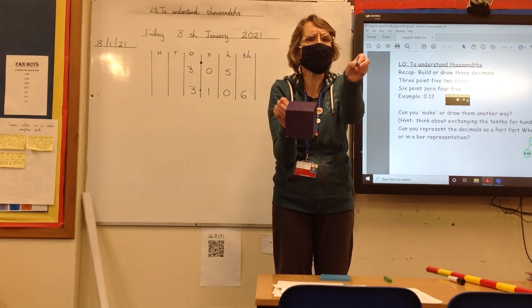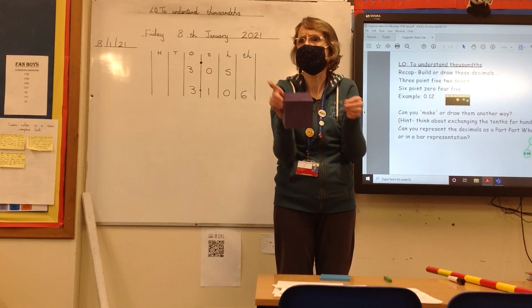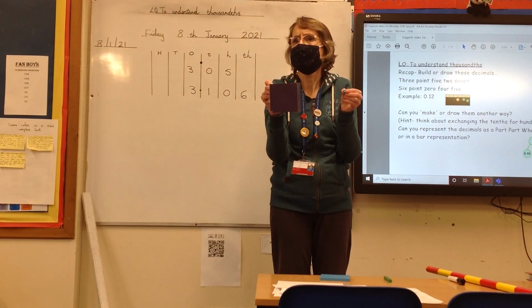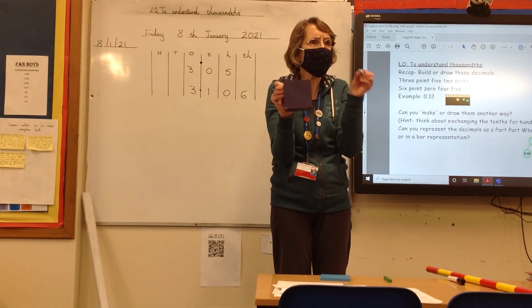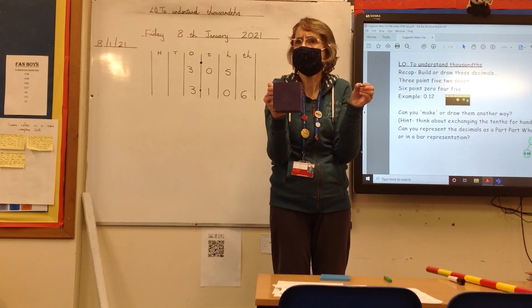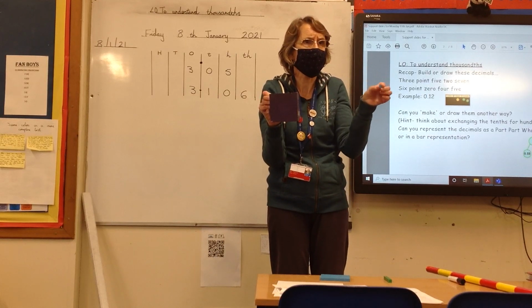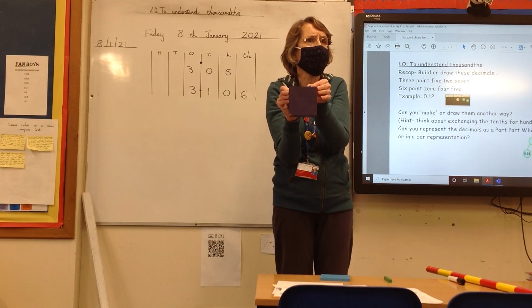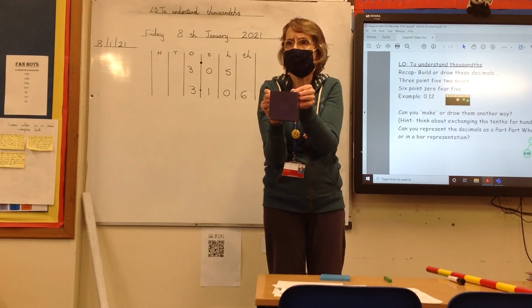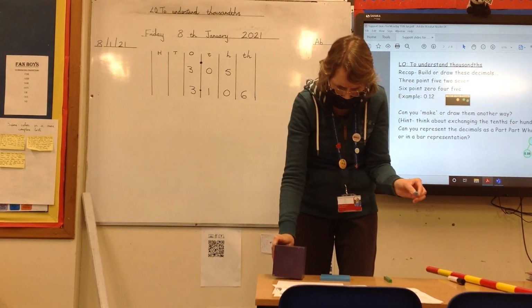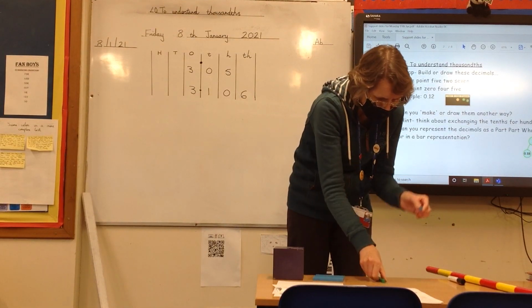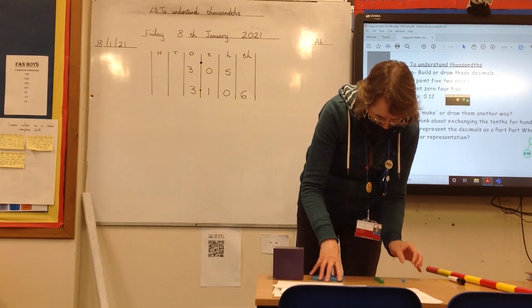How many of those little cubes would I need to make that? Oh, you need 1,000. I would need 1,000 of them. Yeah? 1,000 of those to make a whole one. They are thousandths, so 1,000 of them would make a whole one. Does that make sense to everybody? Okay, so think about numbers in terms of how you build them up. Good. Okay.